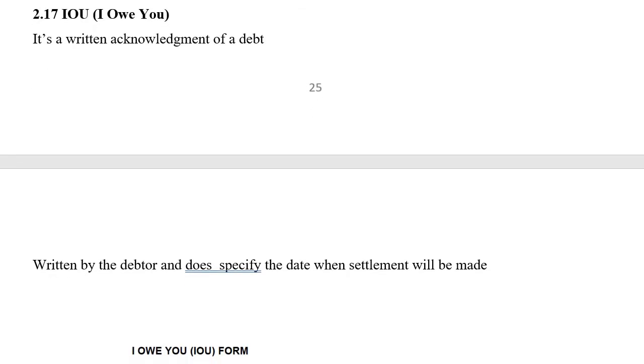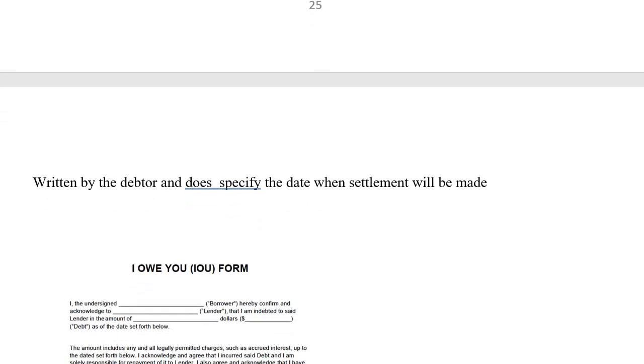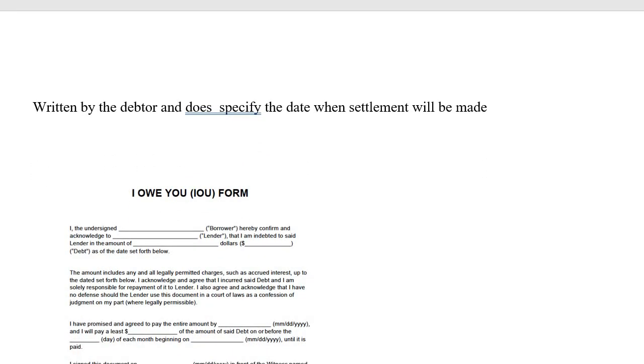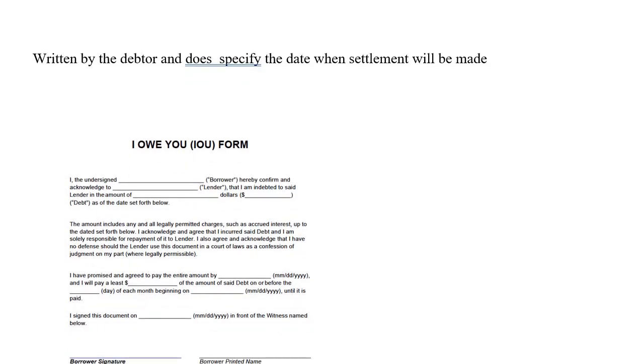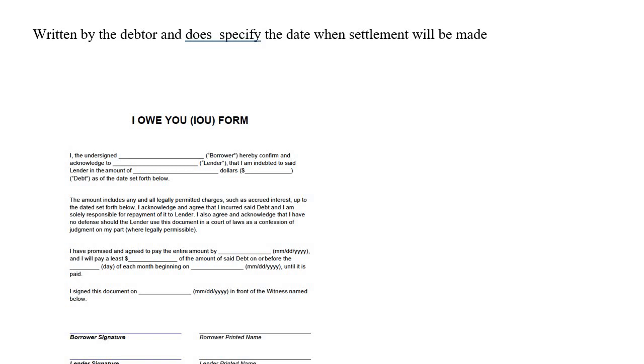It is a written acknowledgement of a debt, written by a debtor, and it specifies the date when the settlement will be made. So you see, it is like you are making a vow. Let's say this is an example, and here we have: I, the undersigned, the name of the borrower, hereby confirm and acknowledge to the name of the lender that I am indebted to said debt as to the debt set forth. So this is an example of an IOU note.